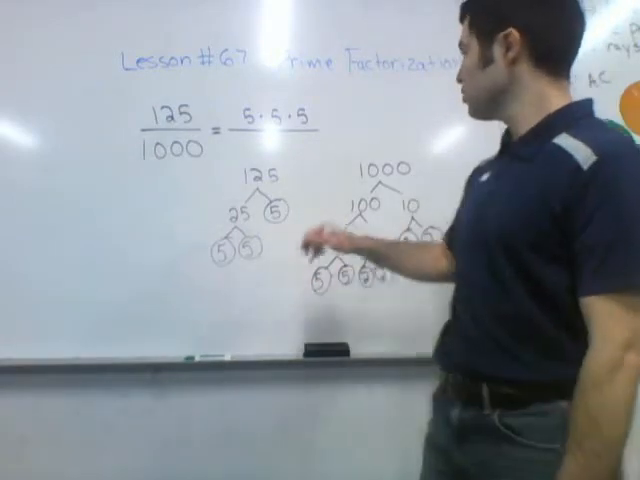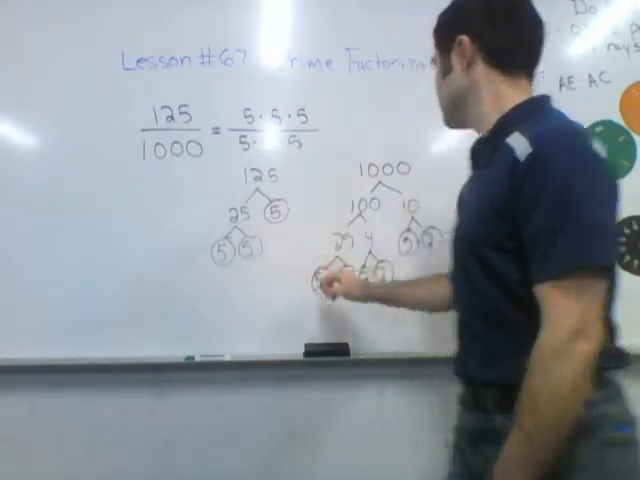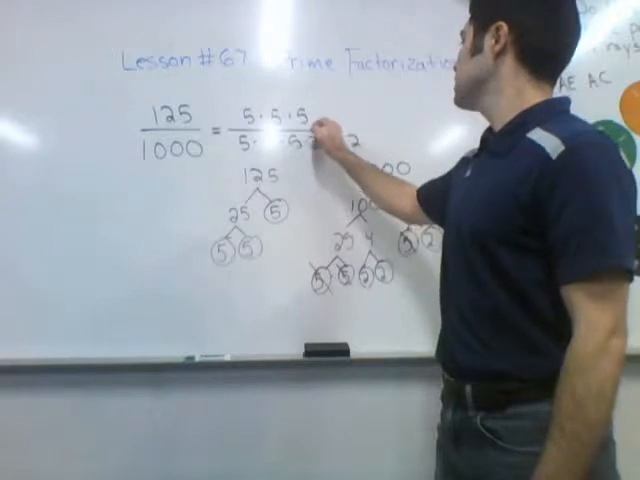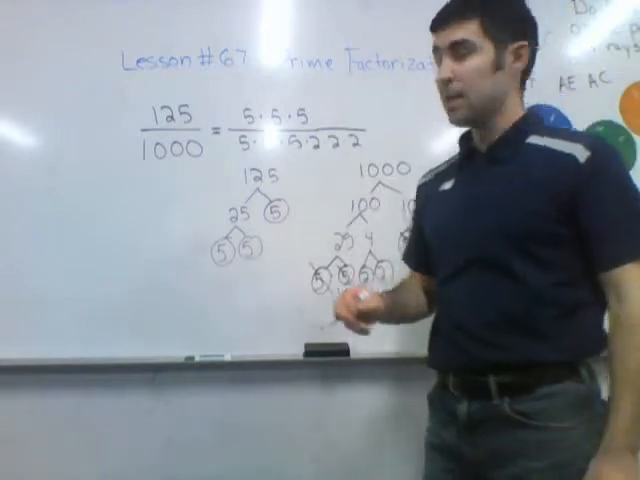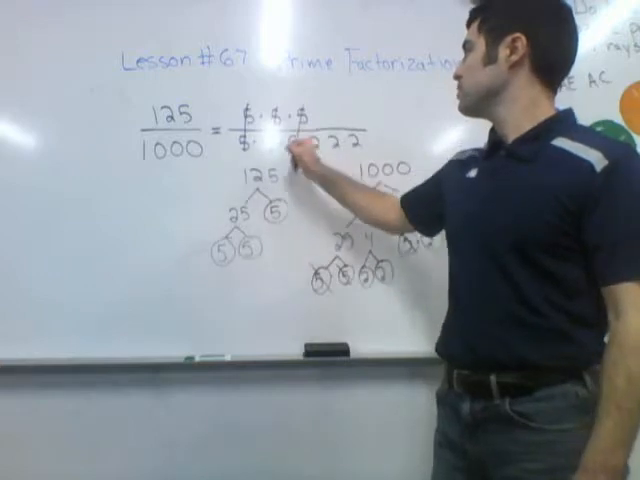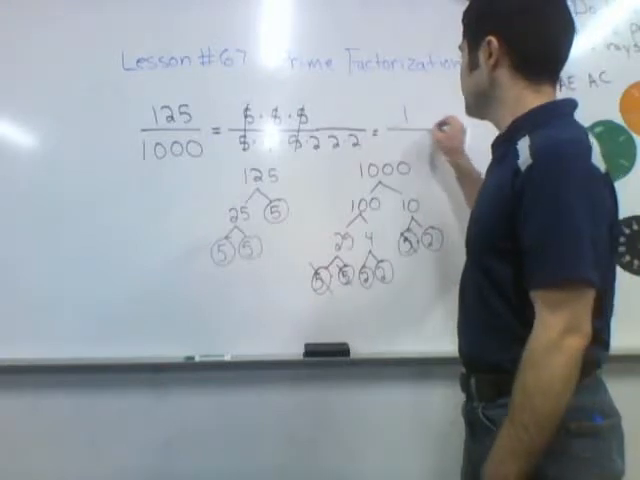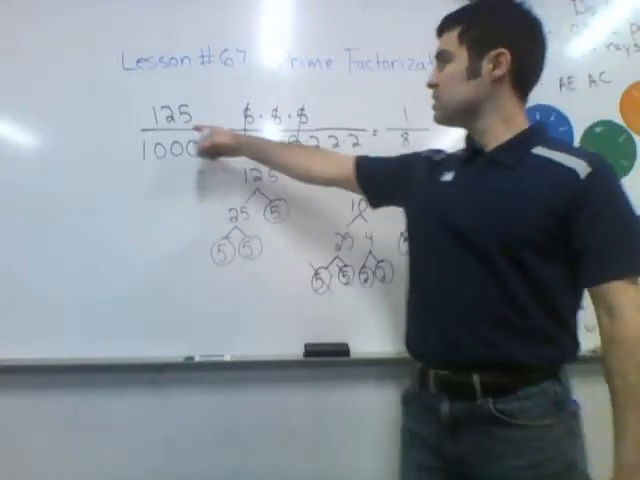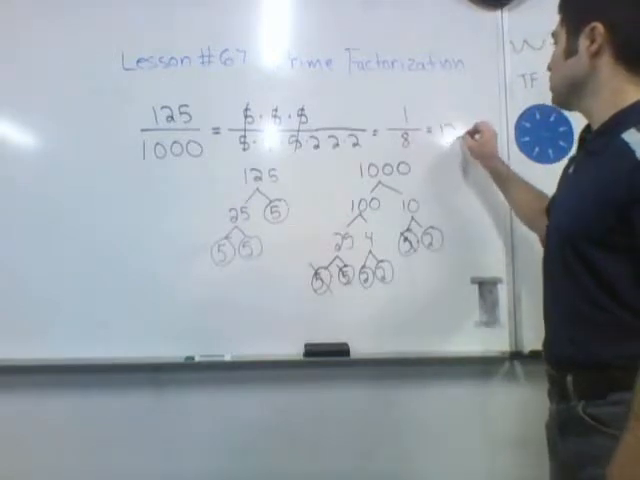Now I'm going to take everything that's circled, all the prime numbers, and I'm going to put them right here. 5 times 5 times 5. Got those 3 5s. Now I'm going to do 2 times 2 times 2. Extend your fraction bar a little bit. Now we can use our method of crossing numbers out. Those two cross out, those two cross out, those two cross out. So all I have left is a 1 on top. And what's 2 times 2 times 2? 2 times 2 is 4, 4 times 2 is 8. So this, 125 over 1,000, reduces to 1/8, which is 12.5%.